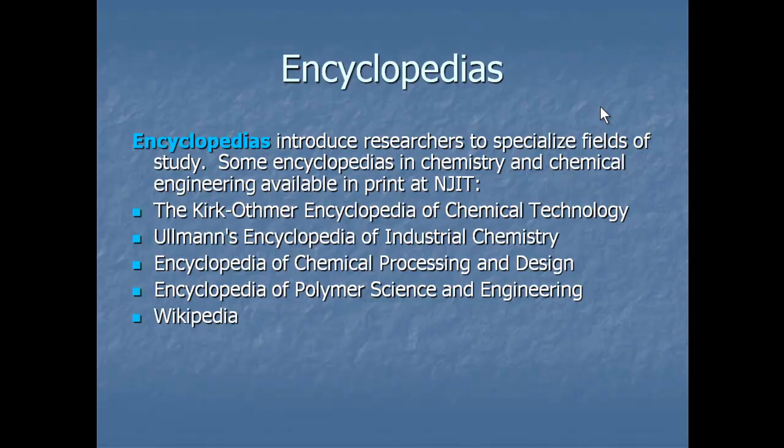Okay, encyclopedias. There are general ones that have been around for many years, but there are also some in chemistry and chemical engineering, which introduce researchers to the specialized fields of study. So a few of the encyclopedias that we have here at the NJIT Library are the Kirk-Othmer Encyclopedia of Chemical Technology, Ullmann's Encyclopedia of Industrial Chemistry, Encyclopedia of Polymer Science and Engineering, and then our new friend, the Wikipedia.